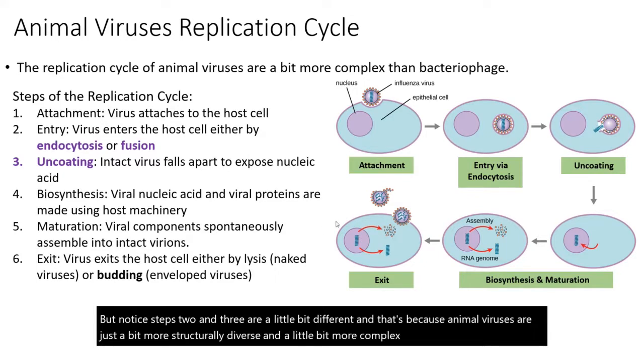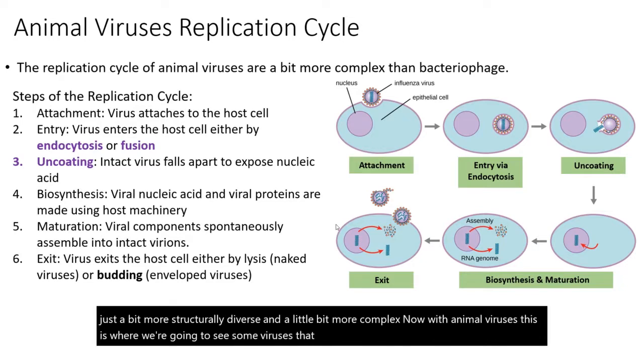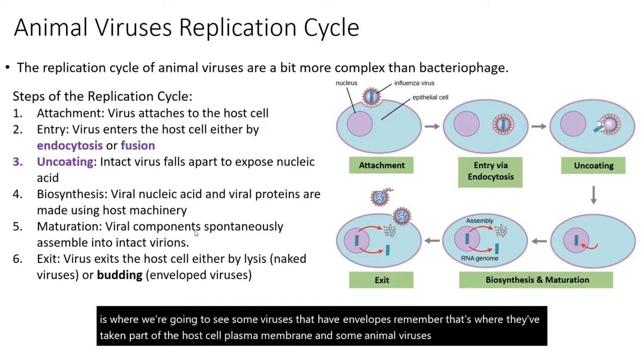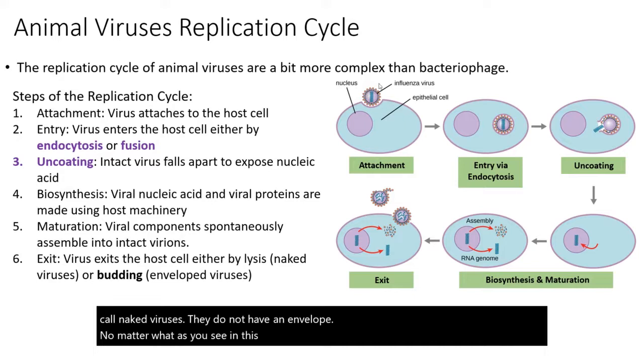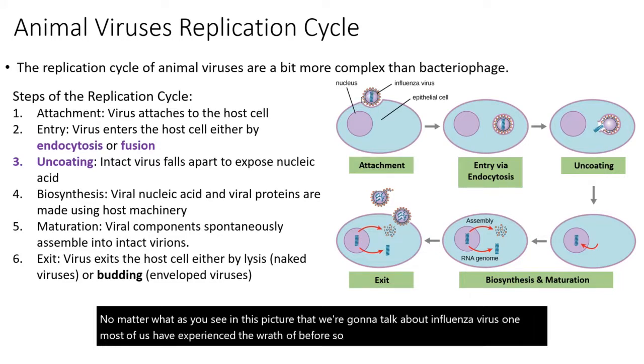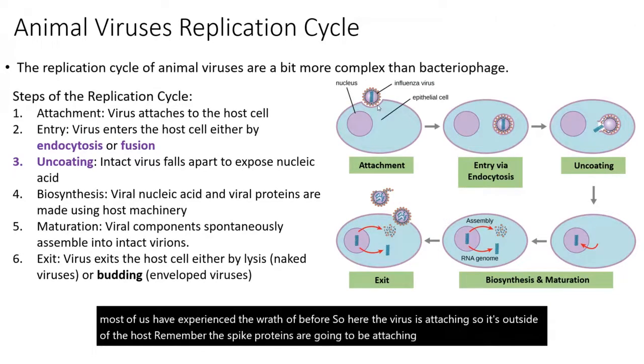Now, with animal viruses, this is where we're going to see some viruses that have envelopes. Remember, that's where they've taken part of the host cell plasma membrane. And some animal viruses are what we call naked viruses. They do not have an envelope. So no matter what, as you see in this picture, we're going to talk about influenza virus, one most of us have experienced the wrath of before. So here the virus is attaching, so it's outside of the host. Remember, the spike proteins are going to be attaching to host receptors.